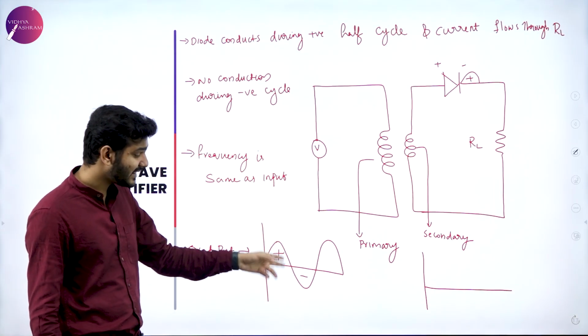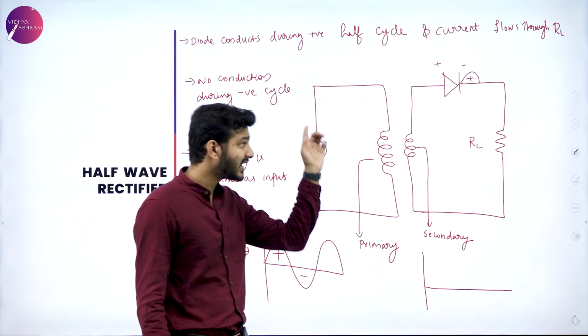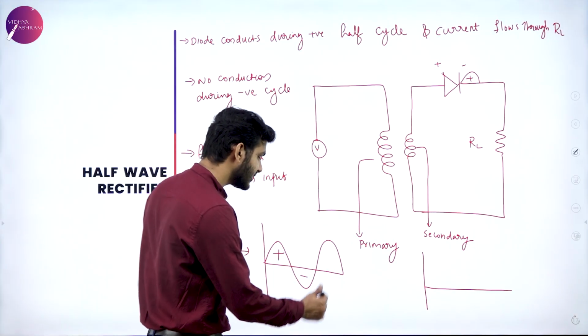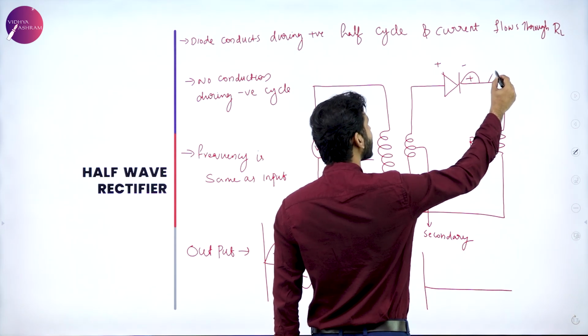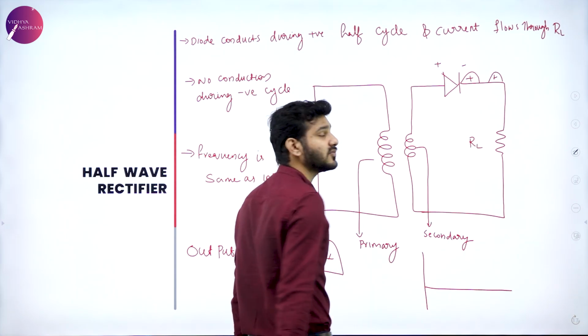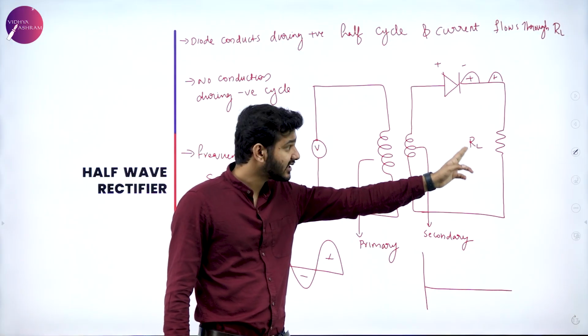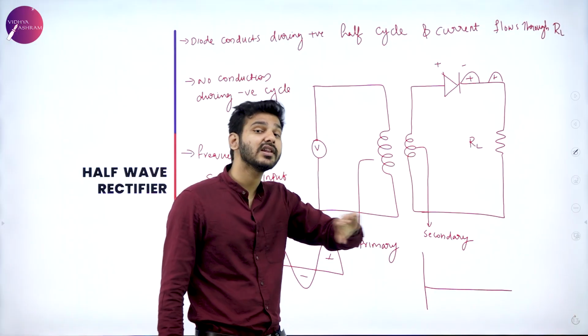So we can say that the negative part is not allowed to pass through. During the negative half cycle, nothing is allowed to pass through. Then again comes the positive half, and again only the positive half is allowed to pass through. Which means only the positive halves of the alternating current are allowed to pass through, while the negative parts are cut off, which means they are filtered out.